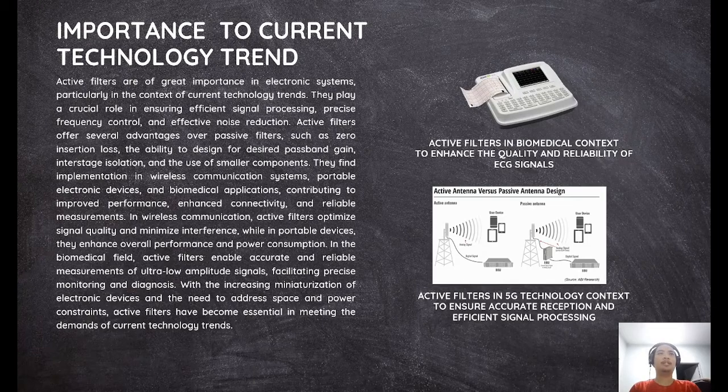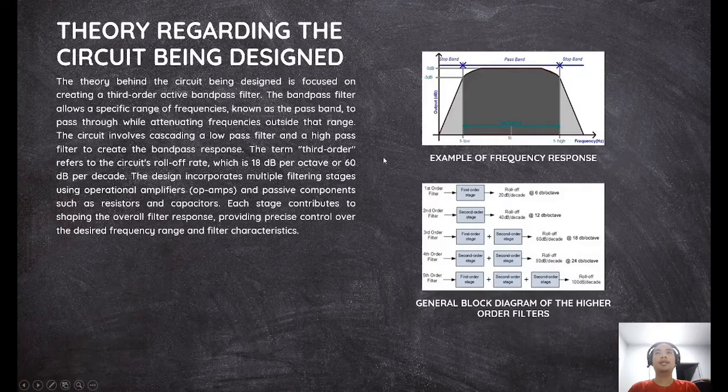As we can see in the example here, active filters in a biomedical context are used to enhance the quality and reliability of ECG signals, while this example, active filters in a 5G technology context, is to ensure the accurate reception and efficient signal processing. The next part is theory regarding the circuit being designed.